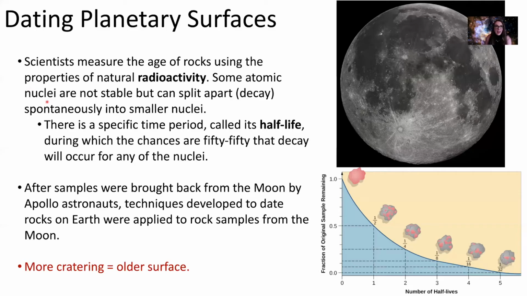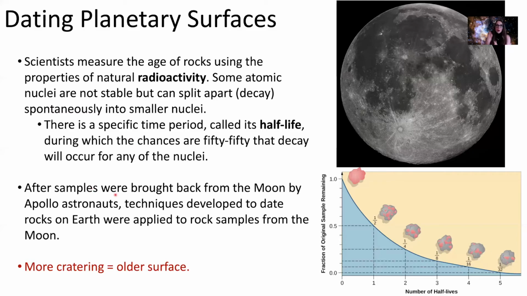Some atomic nuclei are not stable. Remember, the nucleus is the center of the atom. Some of these nuclei are not stable, and they can spontaneously split apart or decay into smaller nuclei. So if something on the periodic table spontaneously decays into something with a smaller nucleus, that means it has a smaller atomic number, with fewer protons in its nucleus. There's a specific time period called a half-life, during which the chances are 50-50 that the nucleus of the atom will decay into a smaller nucleus.